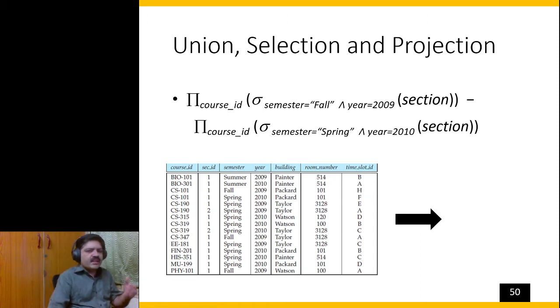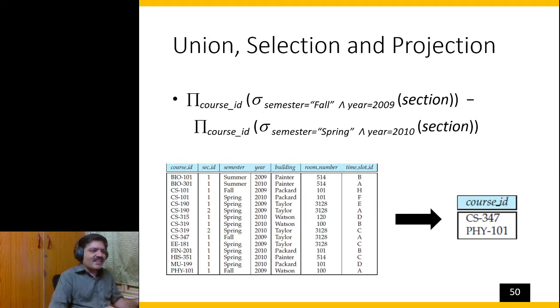So take a moment, pause this video and see what should be the output for this expression. So basically you take all fall 2009 course IDs and remove spring 2010 course IDs from them. So go ahead and work this out yourself. Okay, let's see the answer. You should get CS347 and Physics 101 as the output.